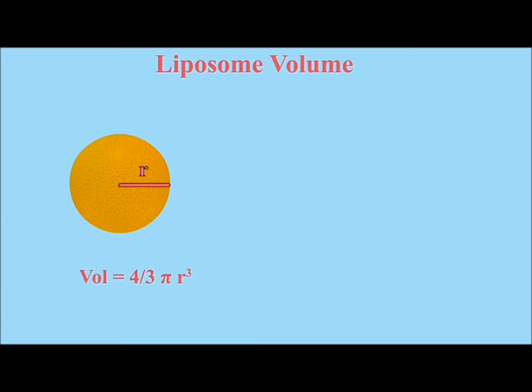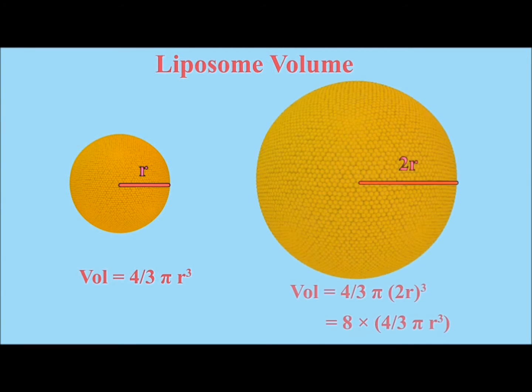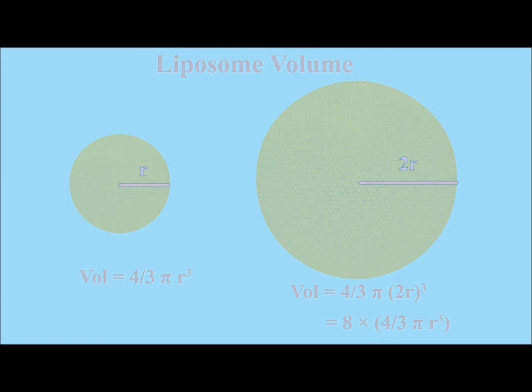When the radius is doubled, the equation becomes 4/3 pi 2 multiplied by the radius cubed. The total volume of the sphere increases 8 times. In theory, this means that 8 times the amount of drug is encapsulated inside the liposome.